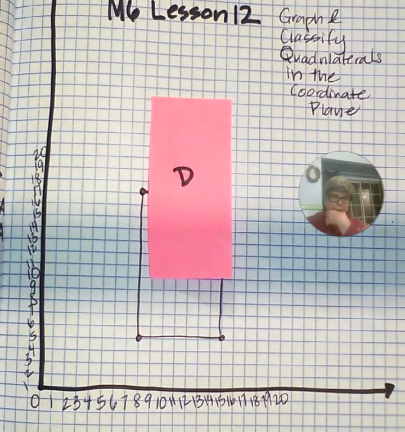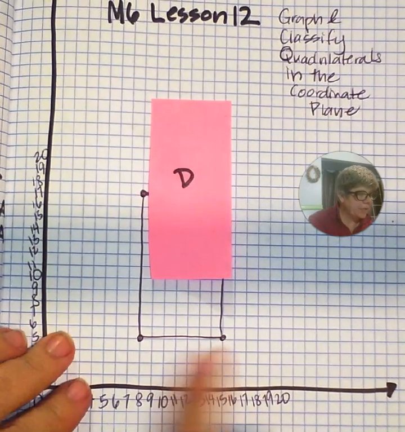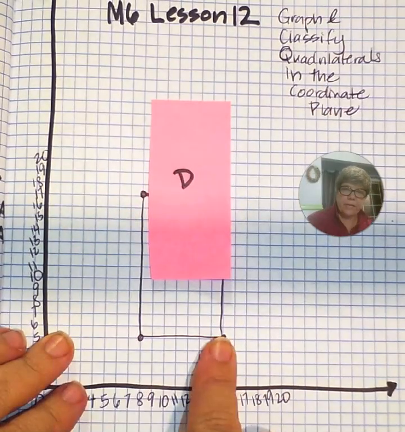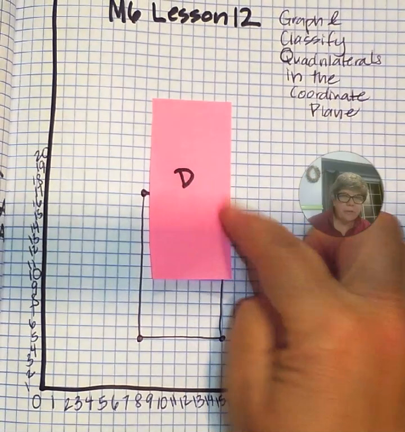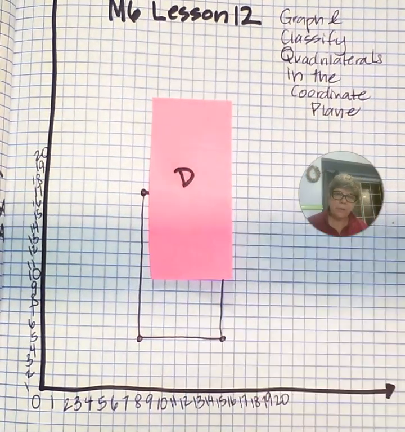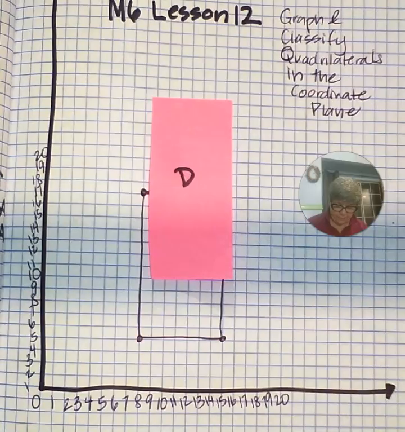Could it be a square? Not a square because this side and this side are different lengths, right? A square has all lengths the same. Could it be a rectangle? Possibly a rectangle, depending on what's going on underneath here, because a rectangle would need to have 4 right angles. What else could it be? Maybe a parallelogram, a trapezoid, a pentagon.